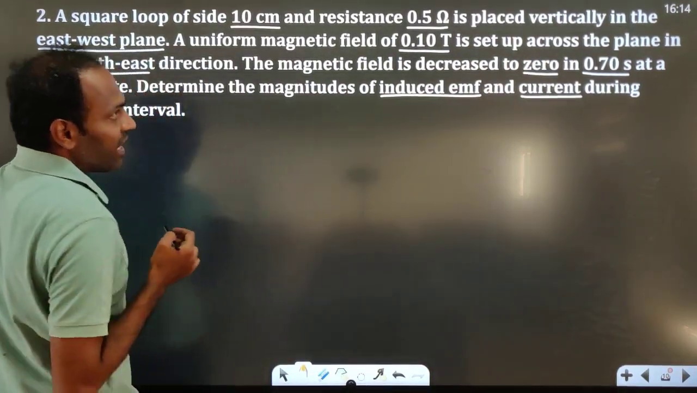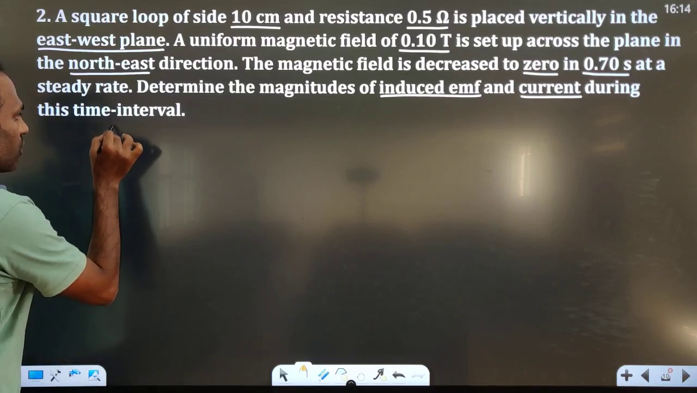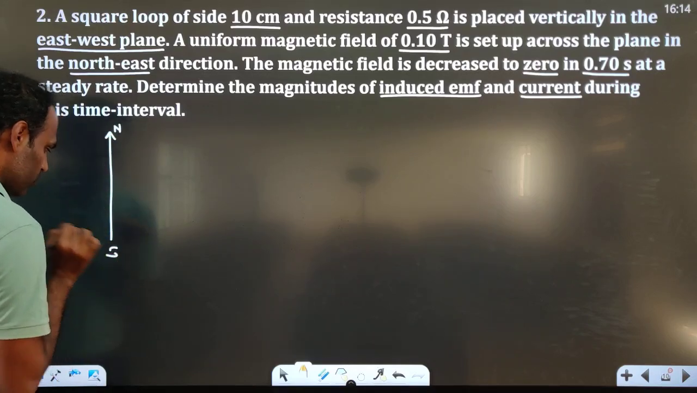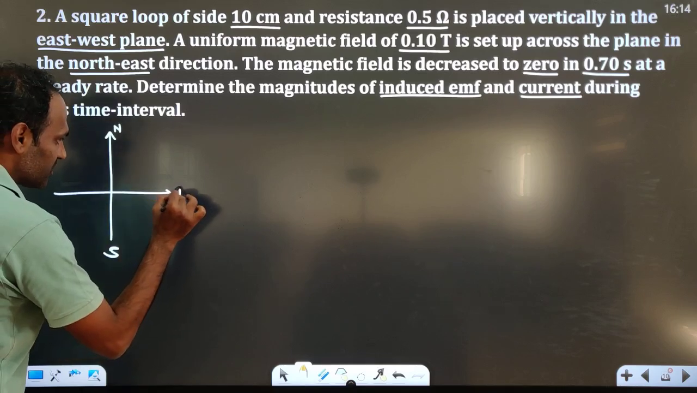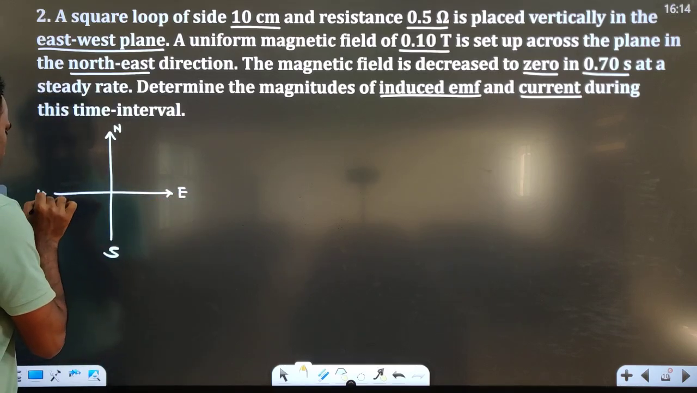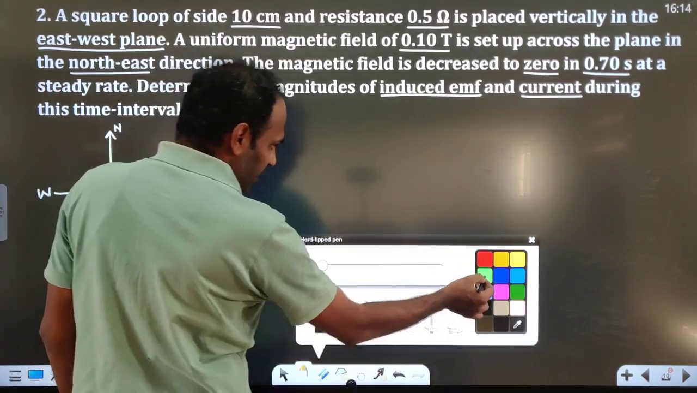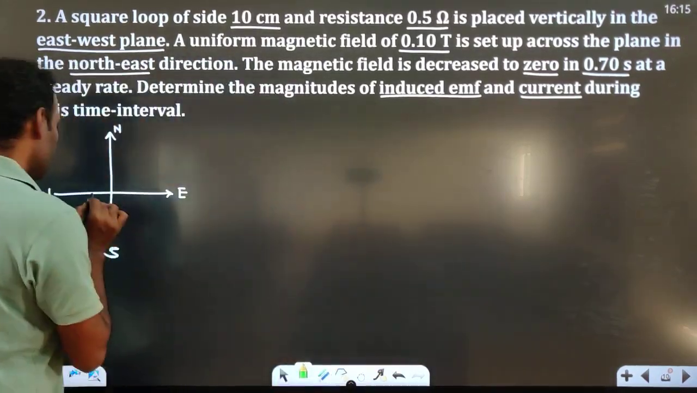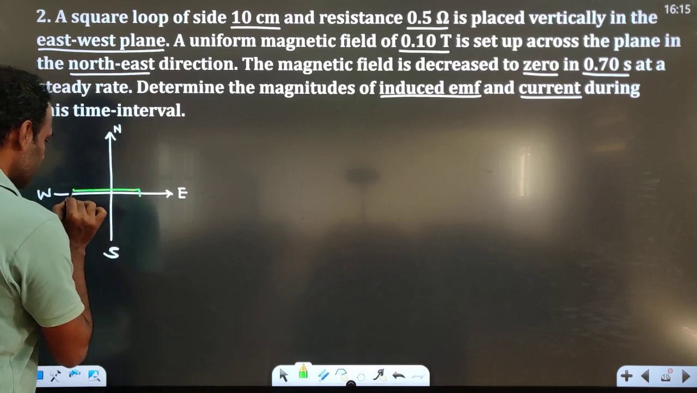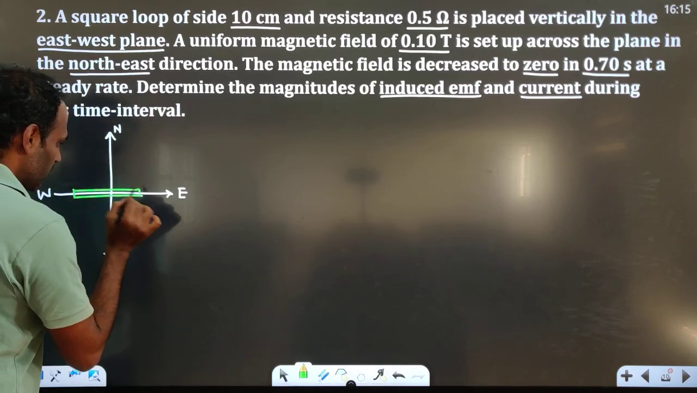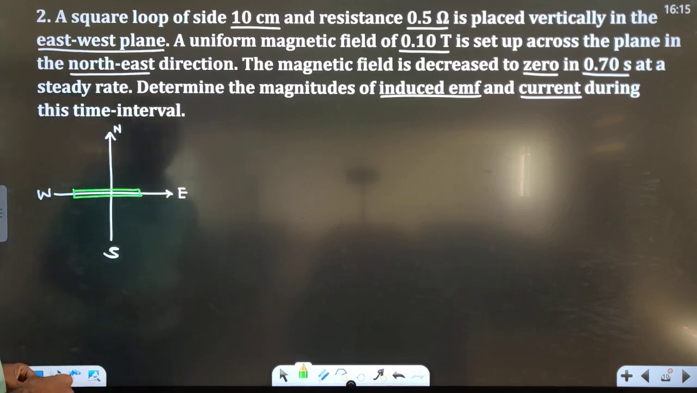Since the natural directions have been mentioned in the question, take the natural directions. If this is north, then this will be south, and if this is east, this will be west. In which direction is the coil placed? It has been placed in the east-west plane. So the coil is placed like this.